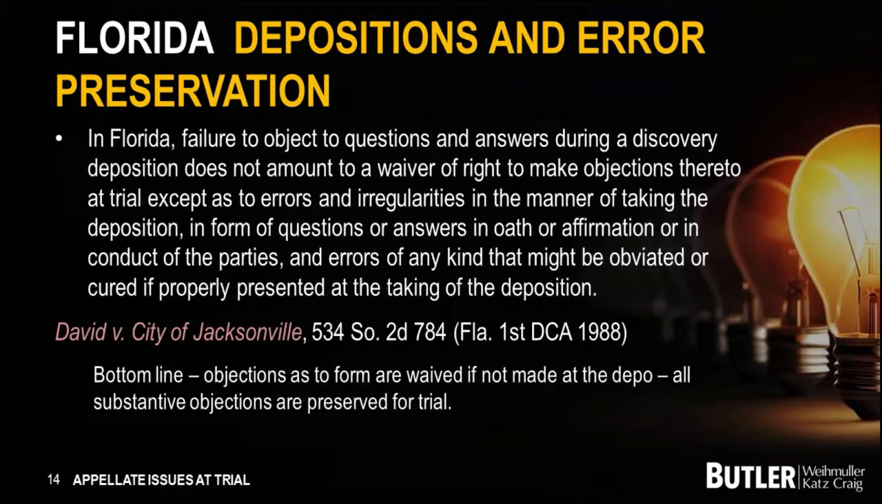But you do need to make any objection as to the form of the question, the manner of taking the deposition, the conduct of the parties, or any kind of error that could have been obviated or cured if presented at the time of taking the deposition. That must be made while the deposition is ongoing. Those you always need to make or they're waived. They are not preserved for appeal. Substantive objections you can make later at trial.